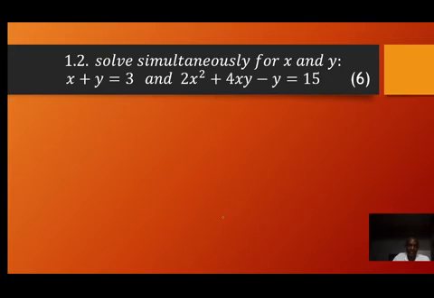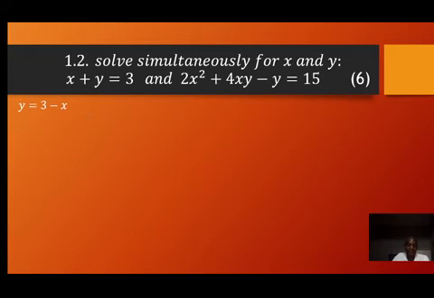And now this question here is a simultaneous equation, one linear and one quadratic, and we solve such equations simultaneously. If you look at the linear equation, which is x plus y equals 3, you either make x the subject of the formula, or make y the subject of the formula. In this case, if I make y the subject, it's going to be y equals 3 minus x.